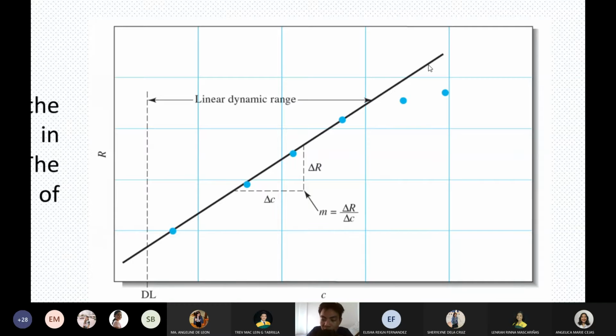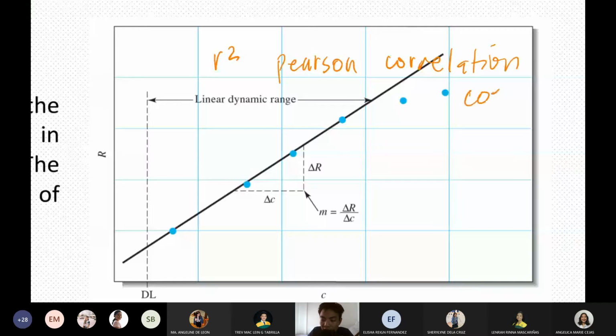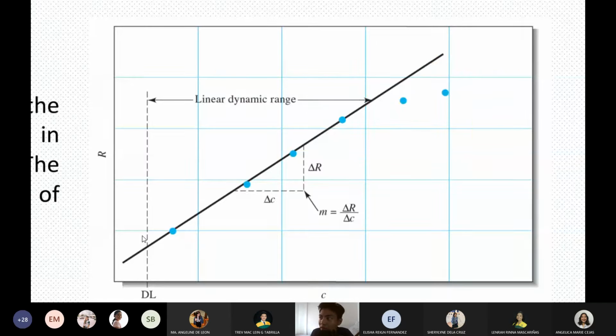So ano po yung fitness of the line? Yun yung R square or the Pearson correlation coefficient. Naalala nyo pa ba yan sa stats nyo nung senior high? Ayan. Gulat kayo, may stats na. Ngayon, stats talaga ta. So, kapag masyadong mababa na yung Pearson coefficient mo, then that means there is a low correlation between the instrument response and your concentration. And we don't like that. Gusto natin there is a high correlation because we are assuming that the function is linear.